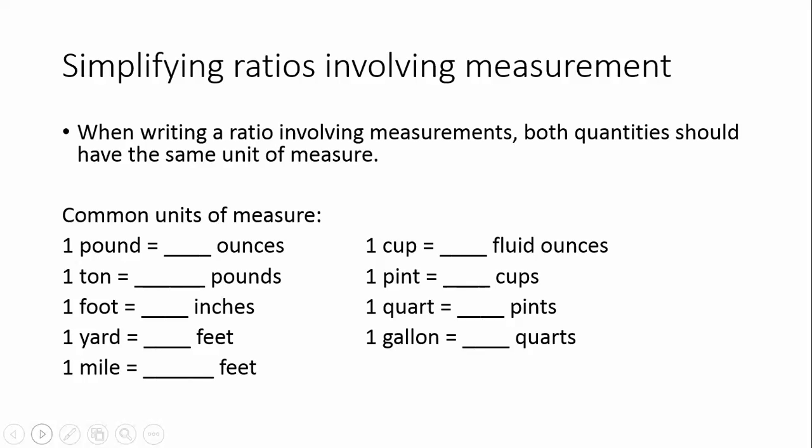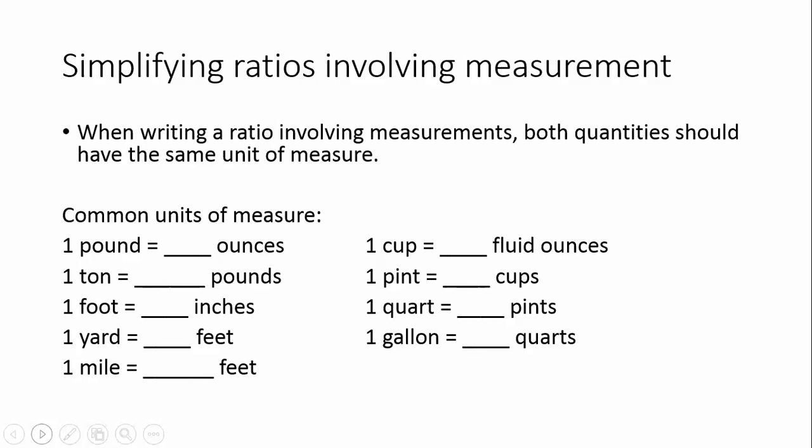And the last portion of this lesson is simplifying ratios that involve measurement. So when you're writing a ratio that's involving measurements, both quantities should have the same unit of measure so that we can compare them. So what I first want to do is write down some common units of measure that you may need for this lesson. And some of these you might know, other ones you maybe don't quite remember.